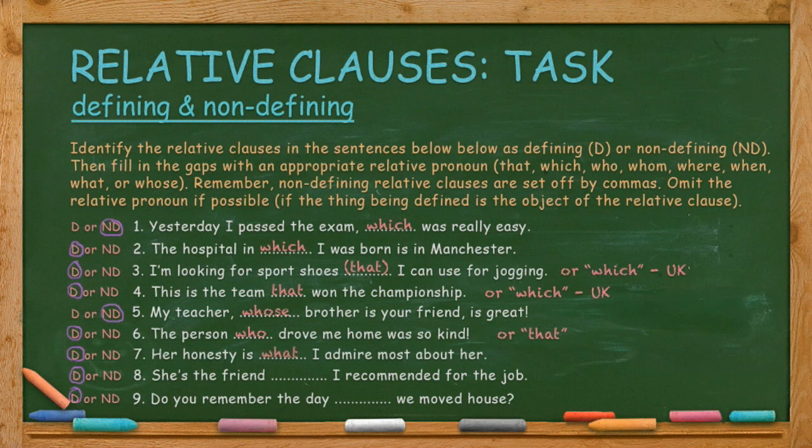7, her honesty is what I admire most about her. 8, she's the friend whom I recommended for the job. Whom can be omitted. You can also say she's the friend who I recommended for the job. Number 9, do you remember the day when we moved? When can be omitted. You could also say, do you remember the day that we moved?